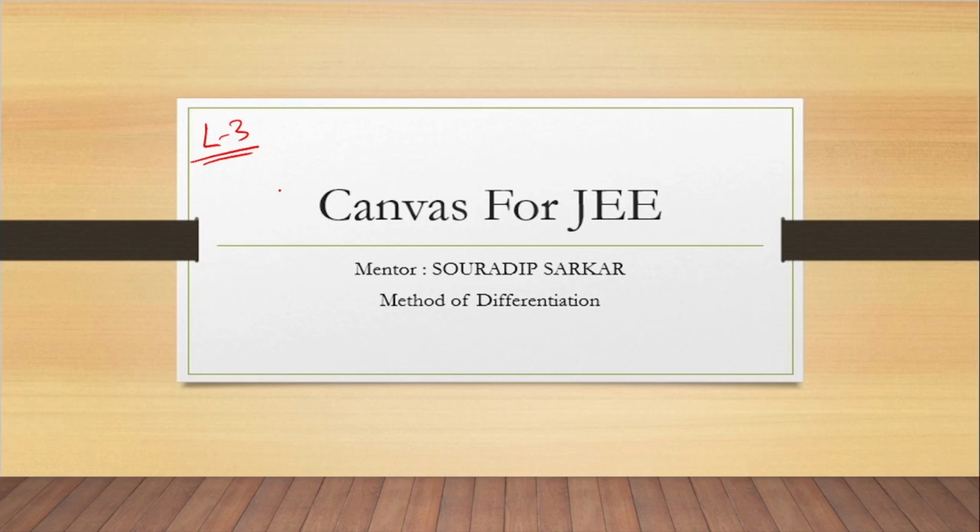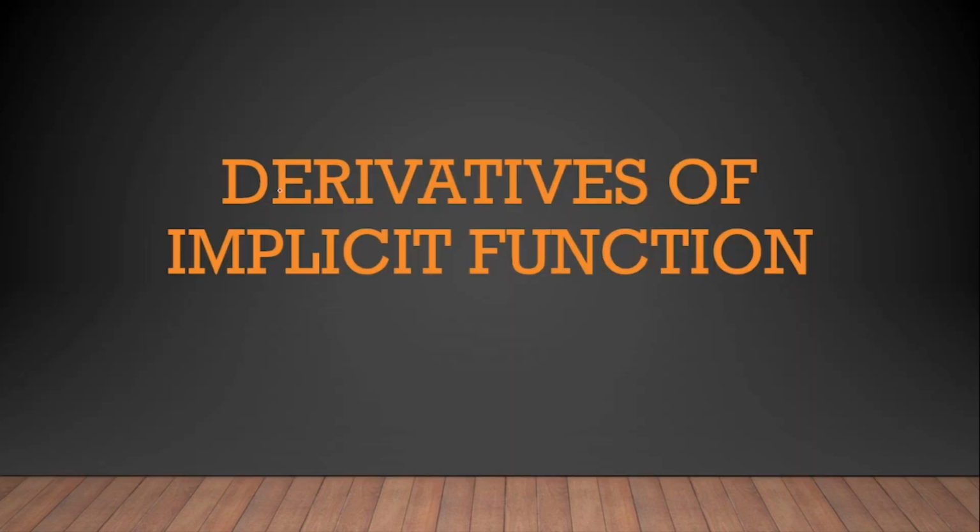Let's start today's lecture with the derivatives of implicit function. First of all, what is an implicit function? You have seen functions like y equals x square plus 5 sine cube x plus 3. These are ordinary functions. But an implicit function is one in which y is not equal to f(x), as y is always included in that function. Let's see some examples.